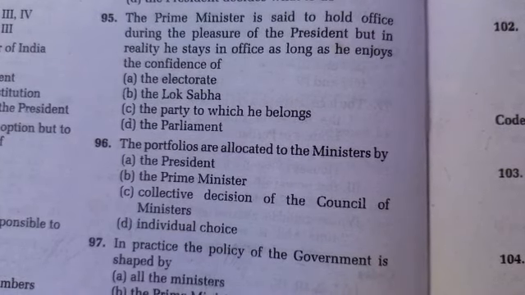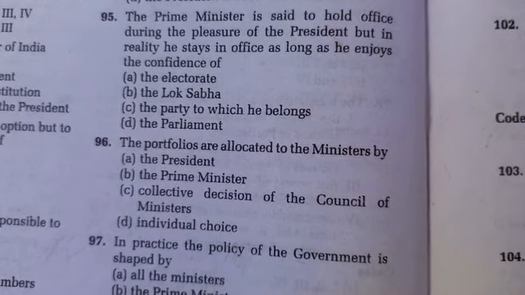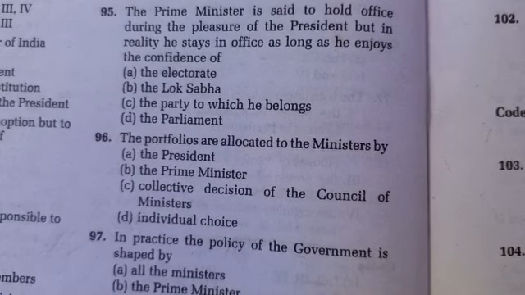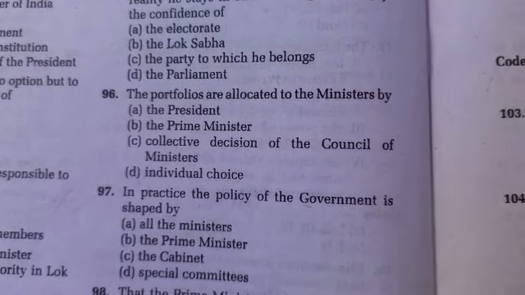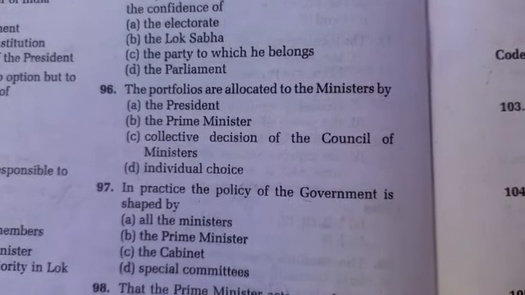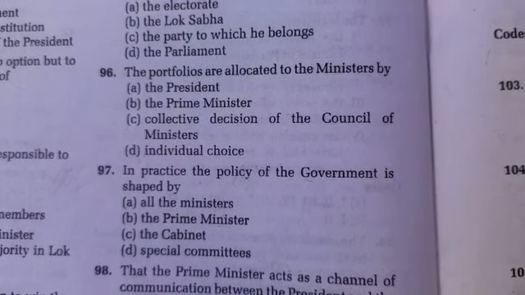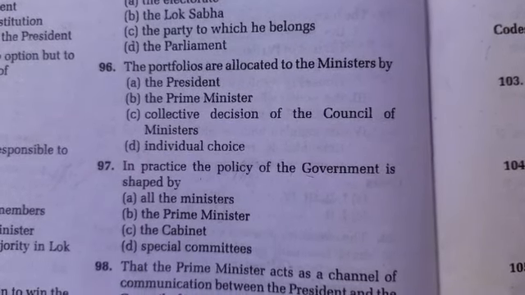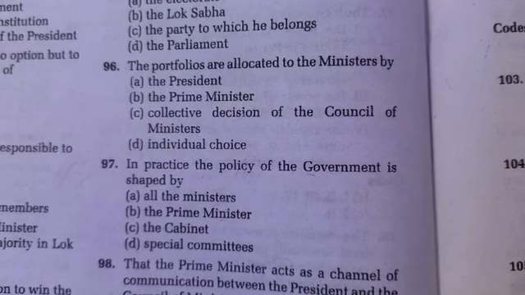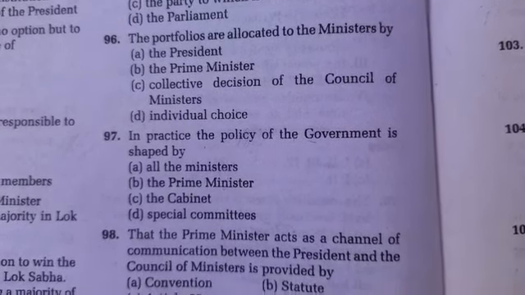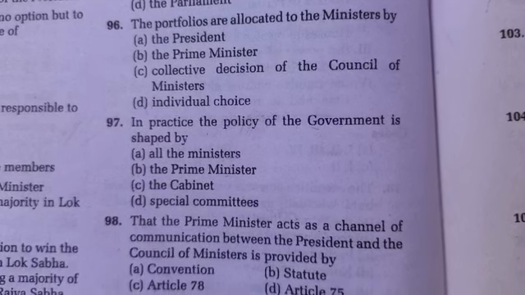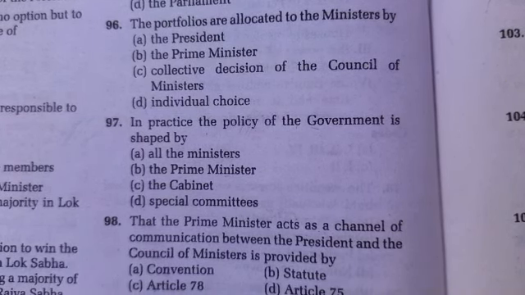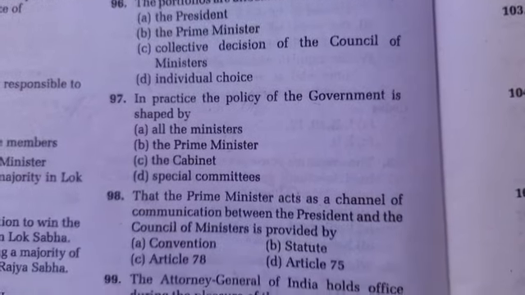Next, the portfolios are allocated to the ministers by the Prime Minister. Option B is correct. In practice, the policy of government is shaped by. Option C is correct. In practice, the policy of the government is shaped by the cabinet. The Prime Minister acts as a channel of communication between President and the Council of Ministers is provided by. Option C, Article 78 is correct.